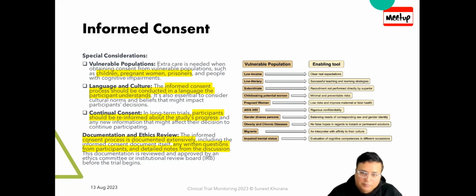Then you have AIDS and HIV. Their confidentiality has to be maintained rigorously because this can lead to job loss and loss of insurance benefits and things like that. Then gender diverse persons: balancing the needs of corresponding sex and gender identity. Now there is equality being created, but now the US government is creating new laws which are against the LGBTQIA population. So their representation in clinical trials is also very limited.